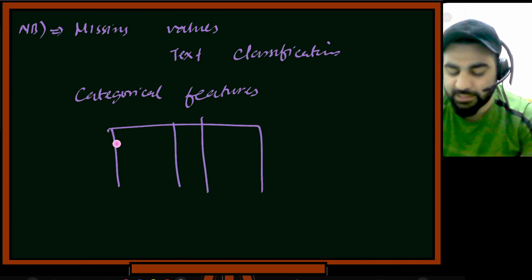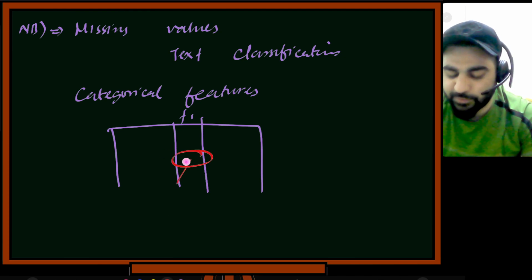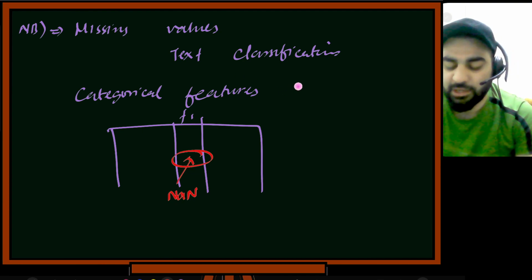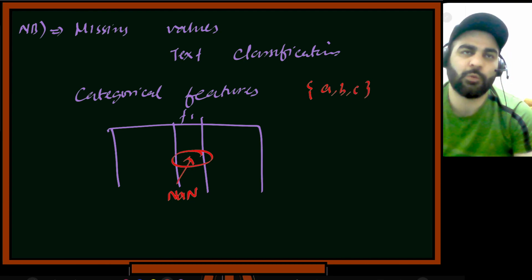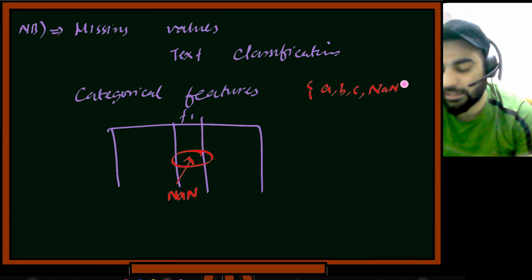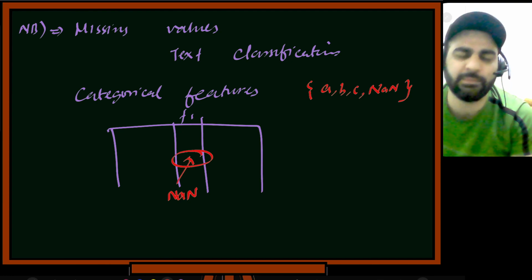So let's suppose this is your data set, and this is one feature which is categorical. Let's suppose for this data point, the value is missing. There is NA, not a number, or something like that. So how to deal with this? This is even a generic technique. Let's suppose your categories are A, B, and C, but here there is no category. What you can do is just add one more category. You can say that not a number is a category. You can just make it a 4th category. That's one way to deal with a categorical feature if there is a missing value.